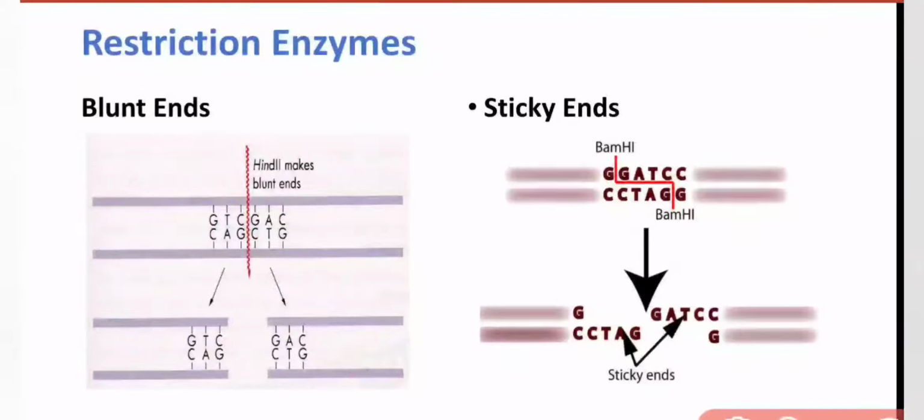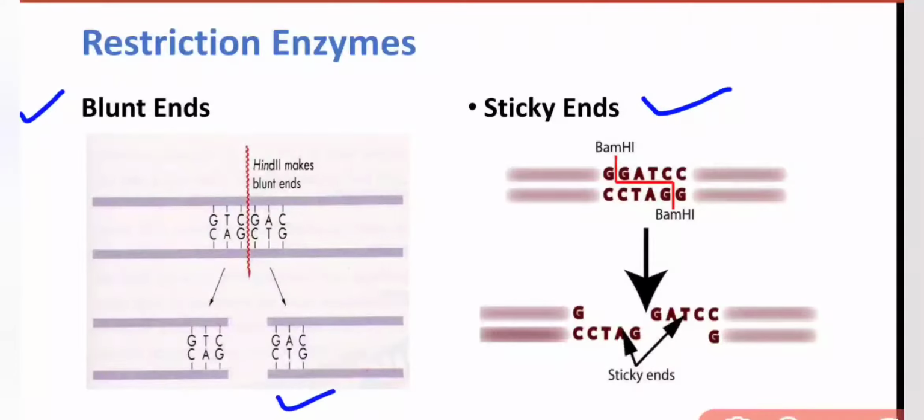Here the formation of blunt ends and sticky ends is depicted in this diagram. Restriction enzymes, when they cleave the DNA molecule, can produce blunt ends, or they can produce sticky ends. Here the restriction enzyme HincII is acting on the DNA molecule and producing blunt ends. These ends don't have any overhanging stretch. Here you can see the sequence is GTCGAC, and the cleavage is done by HincII between C and G, due to which the blunt ends are formed.